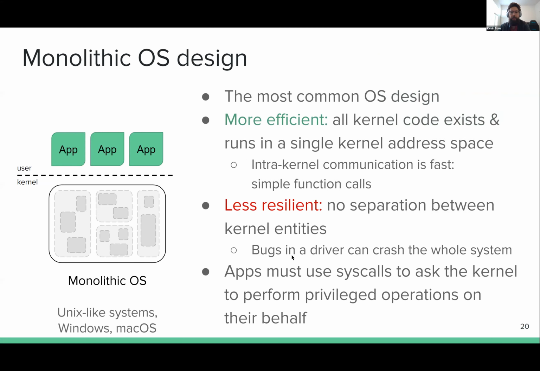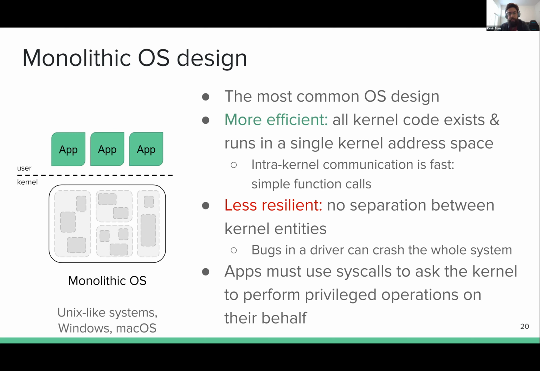So in a monolithic OS, which you are again probably really familiar with, so I'll breeze through it, this is the more efficient design. All kernel code exists and runs in a single kernel address space. So communicating from one kernel entity to another is very fast, just function calls. But it's less resilient, less fault tolerant. There's no separation between kernel entities. So if, for example, a rogue, malicious, or errant driver has a bug, that can crash the entire system. All of the rest of the kernel components will be affected.